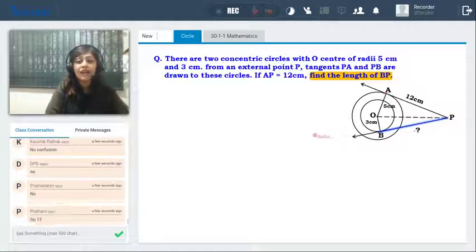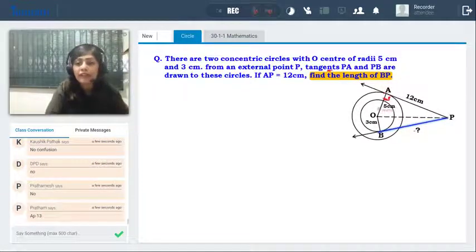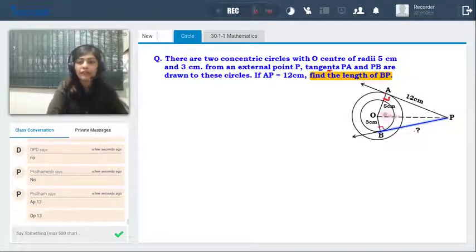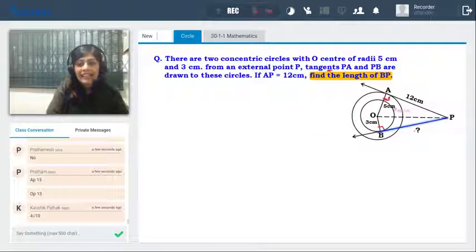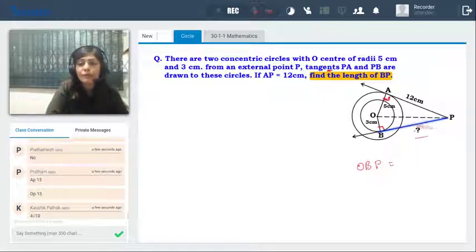Students, again, let's start from what we know. As you can see, we have some tangents out here. We have the radius of the circle. So first and foremost, let's apply the theorem. The tangent and radius are always perpendicular to each other. OA perpendicular to PA. Similarly, OB perpendicular to PB. Now that we know this, let's quickly look at BP. BP belongs to right angle triangle OBP. Now, if you look at right angle triangle OBP, we don't know two sides, right? We don't know PB and we also don't know PO.